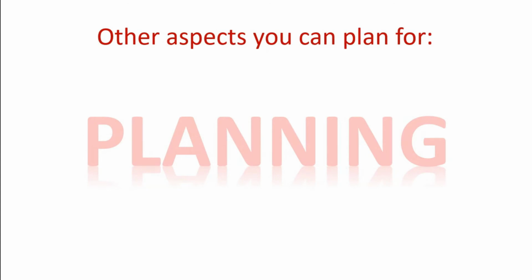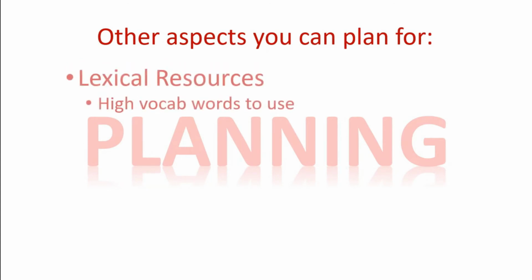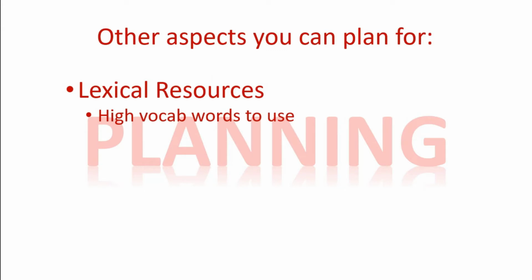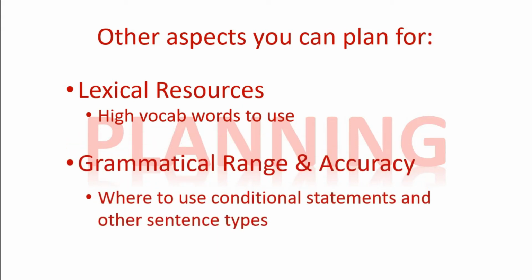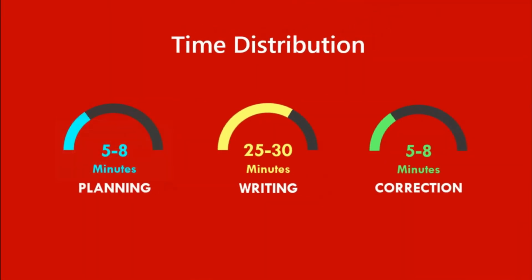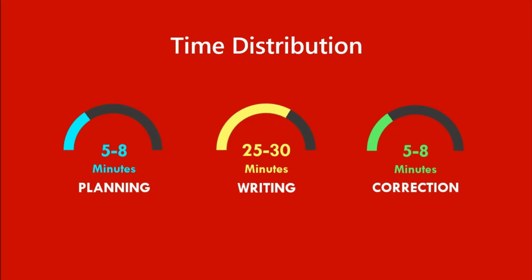When you're planning, you can plan for lexical resources, which is what are the high vocabulary words that you're going to use in your essay, and then you can also plan for the grammatical range and accuracy, which means you can plan which sentence will be using the conditional statements or which sentence will be using the complex structures and so on. For example, you can use the explanation in a conditional format or so on. This level of planning can be done in the first stage itself.